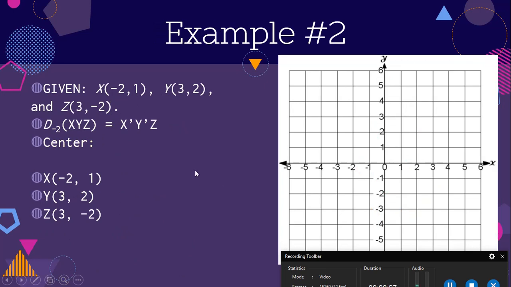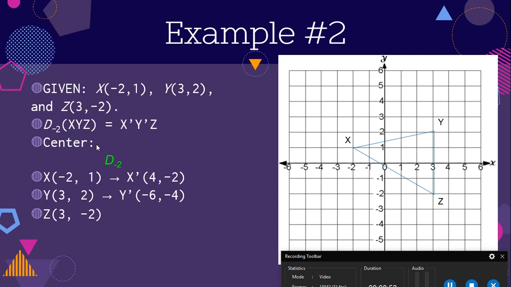In example number 2, we have triangle XYZ, and now we're dilating it by a scale factor of -2. Let's go ahead and plot triangle XYZ and label our vertices. I'm going to apply my multiplication rule. So multiplying by -2, I'll have X prime, Y prime, and Z prime.